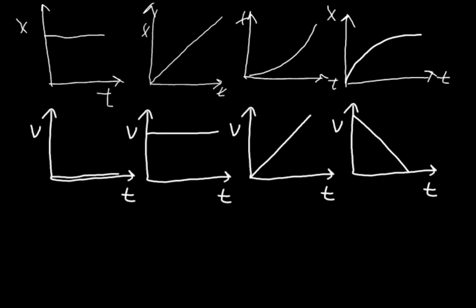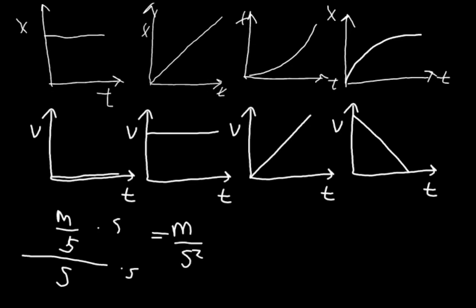Alright, now see if you can figure out what the slope of a velocity versus time graph is, and if you can figure out what the area of a velocity versus time graph is. So starting with slope, on our y-axis we have meters per second, and on the x-axis we have seconds. So if you multiply the numerator and the denominator by seconds, you would get meters per second squared. So that means our slope of a velocity versus time graph is the acceleration.